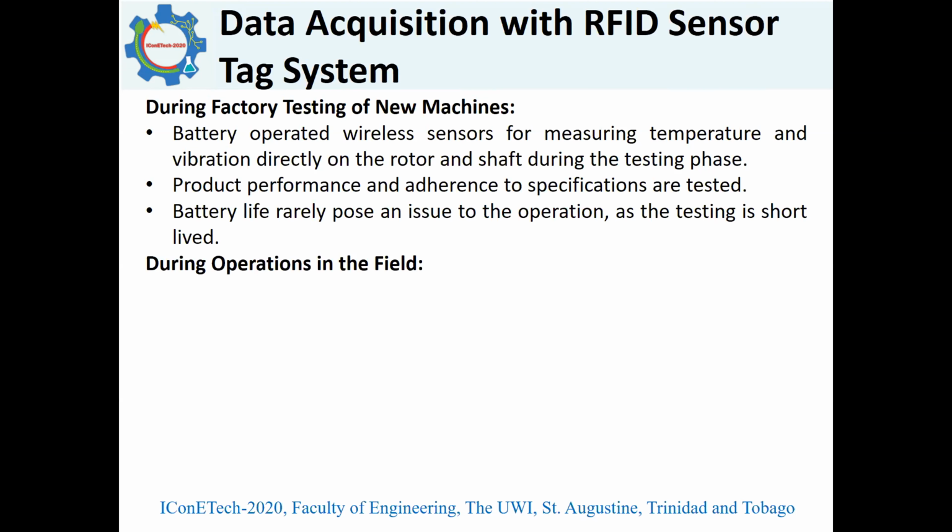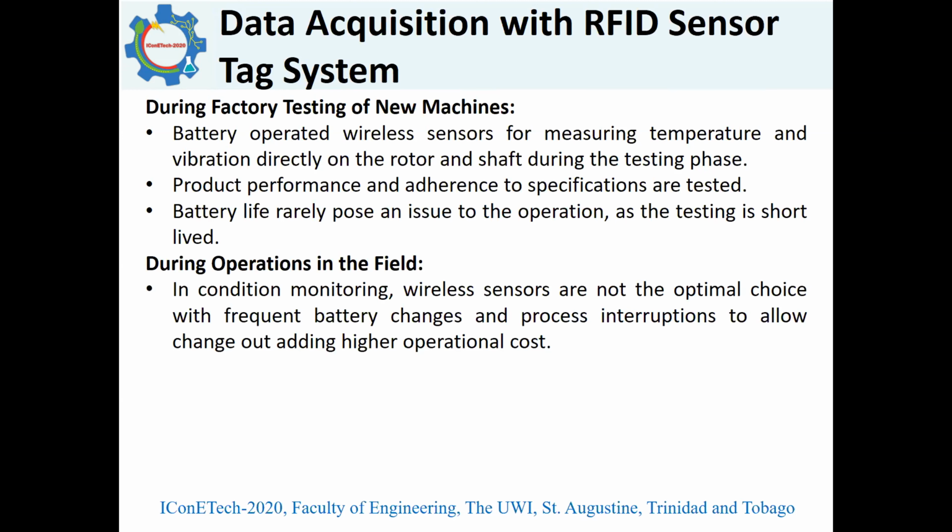But what happens when you bring it onto the field? Condition monitoring using wireless sensors is not the optimal choice. With frequent battery changes, process interruptions would cost a lot of money, and even just having to stop a process and change a battery, those batteries are very expensive as well. And again, that comes from experience.